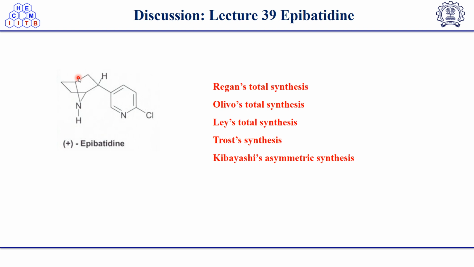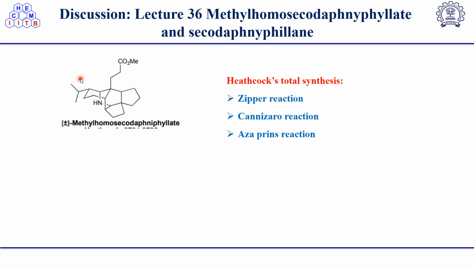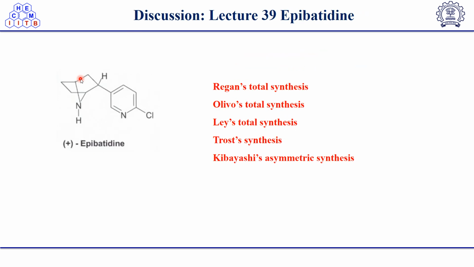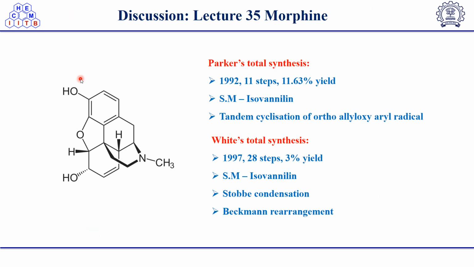So those were the 5 lectures of the last week: morphine, methyl homosecodaphniphyllate and secodaphniphylline, lysergic acid, galantamine, and epibatidine. I'll give you some time to go through these lectures once again, these main points that I have discussed today, and then we will move towards our discussion on some of the key reactions that we mentioned today.